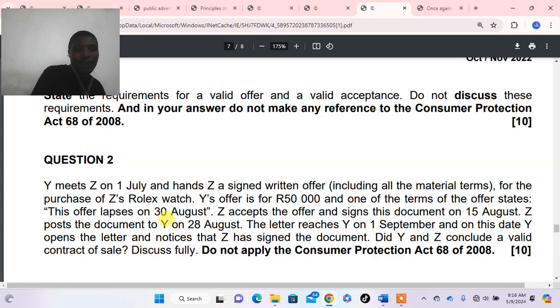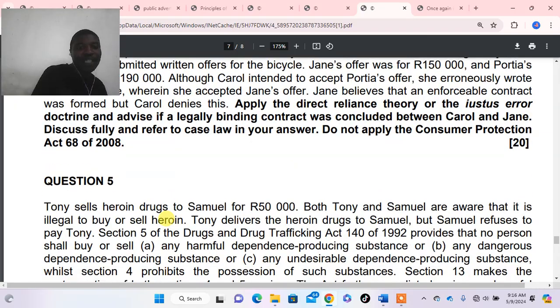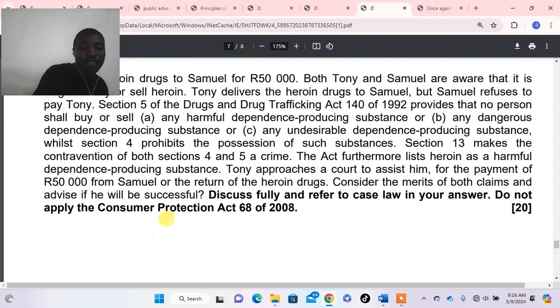You know, I don't know. Let me just check another question. Maybe I've already dealt with this one of 50,000. Tony sells her own drugs to Samuel for 50,000. Both Tony and Samuel are aware. So when we talk about the drugs here, we're talking about people signing a contract out of the scope of the contract. It's out of our law, so it's prohibited, and nobody can sign a contract of things that are prohibited. This one will be easier to answer.